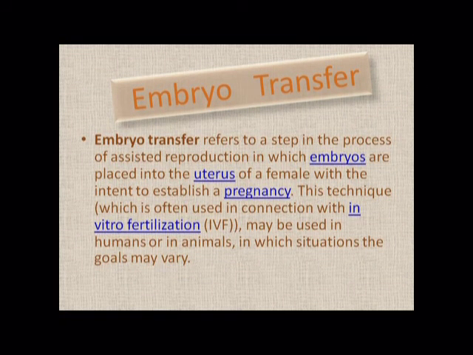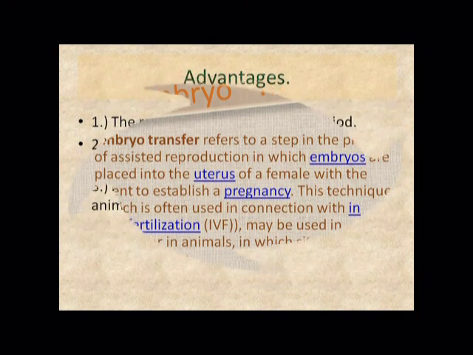Embryo transfer. Embryo transfer refers to a step in the process of assisted reproduction in which embryos are placed into the uterus of a female with the intent to establish a pregnancy. This technique, which is often used in connection with in vitro fertilization (IVF), may be used in humans or in animals, in which situations the goals may vary.